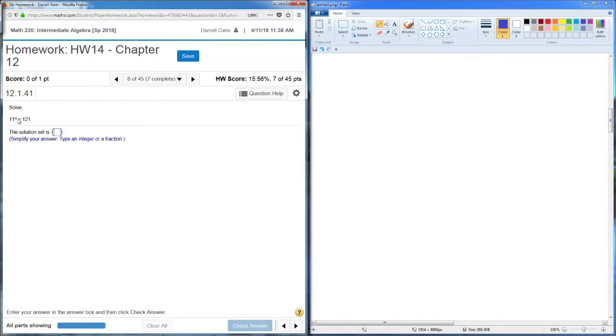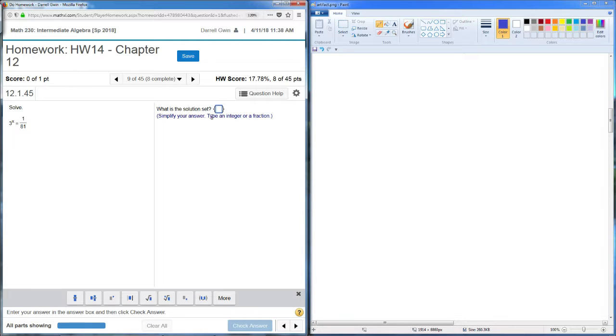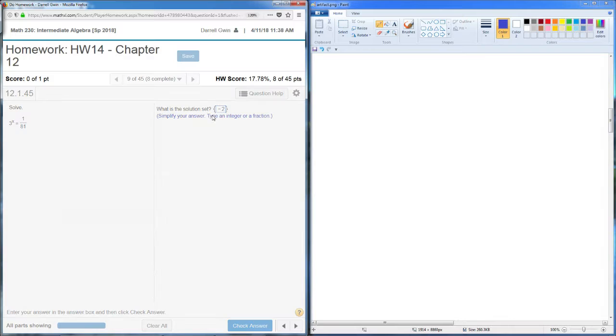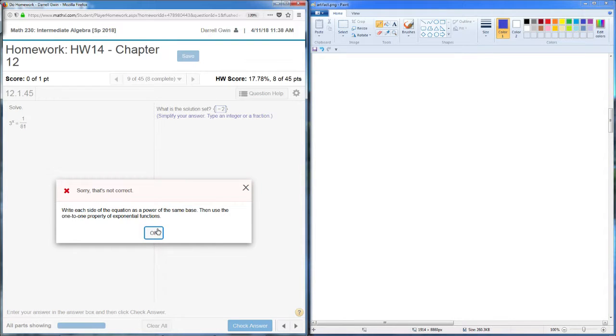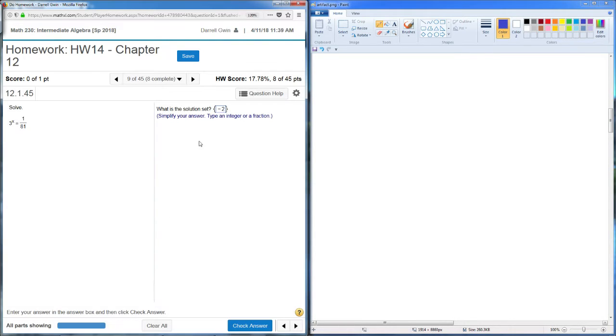Well, 11 to the power of blank equals 121. Well, that's clearly a 2. 3 to the power of what equals 1 over 81? Well, that is 3 to the power of -2. Oh no. Oh, it was -4. Dang it. 3 squared is 9. That would be 1 over 9.